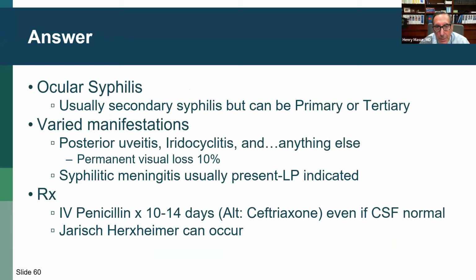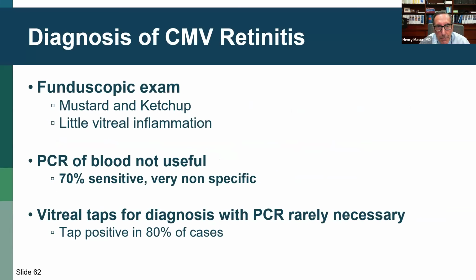So ocular syphilis can be primary, secondary, or tertiary syphilis. They always say about syphilis, you can see almost anything. Most of the patients with ocular disease have syphilitic meningitis, and the treatment is always penicillin, maybe ceftriaxone, and you should always try to use penicillin if you can. And don't be surprised even with ocular syphilis if you get a Jarisch-Herxheimer reaction.